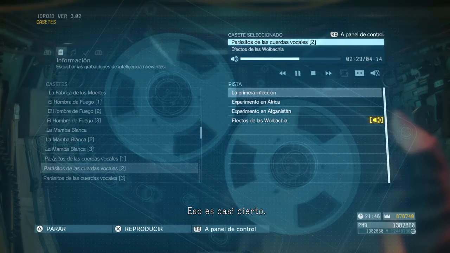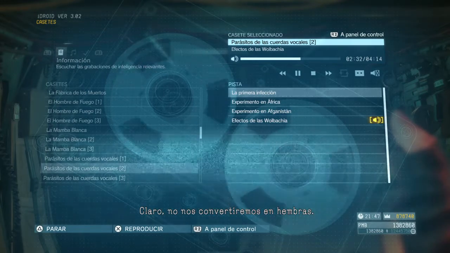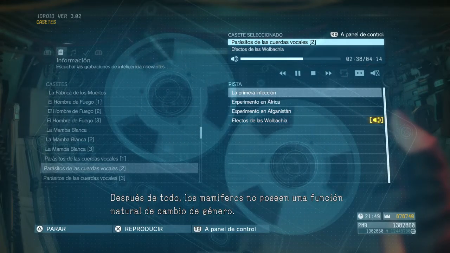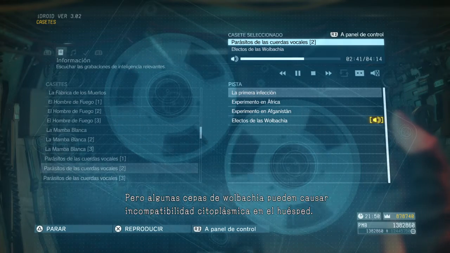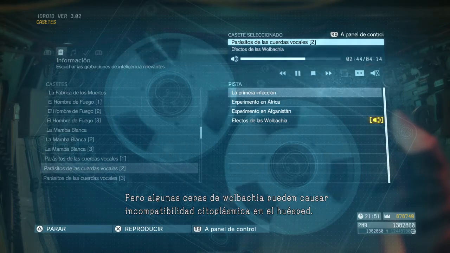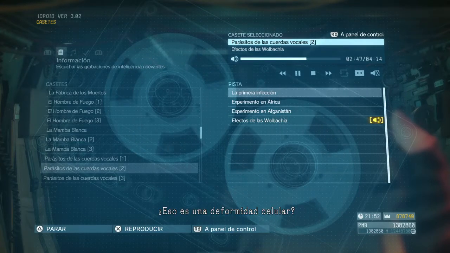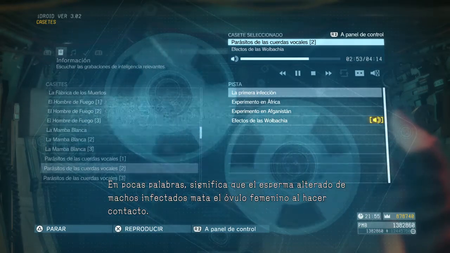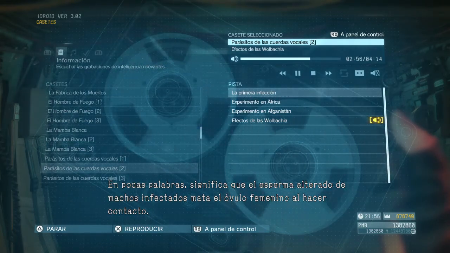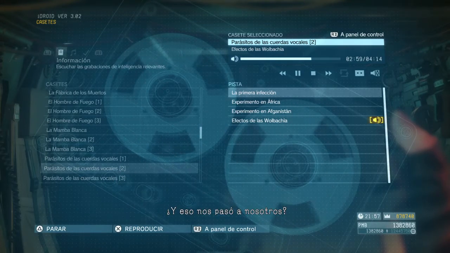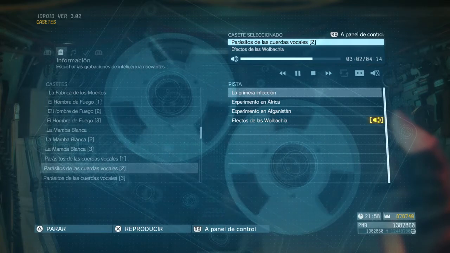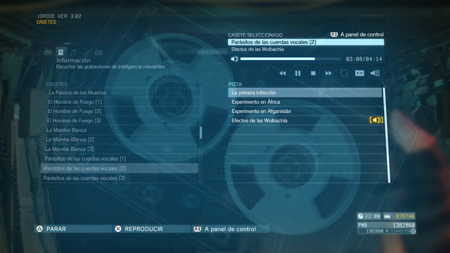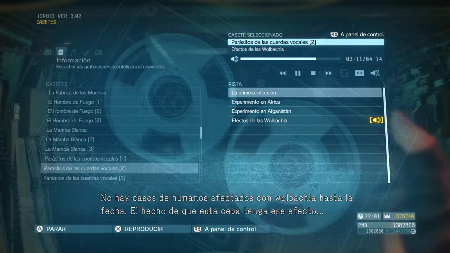It is almost certain. Of course, we will not turn female. After all, mammals possess no natural gender-changing function. But some Wolbachia strains can cause cytoplasmic incompatibility in the host. Is that some cell deformity? Put simply, it means the altered sperm of infected males kill the female's egg on contact. And that's happened to us? Yes. And yet, what occurs in humans is not just simple CI. To date, there are no cases of Wolbachia affecting humans.